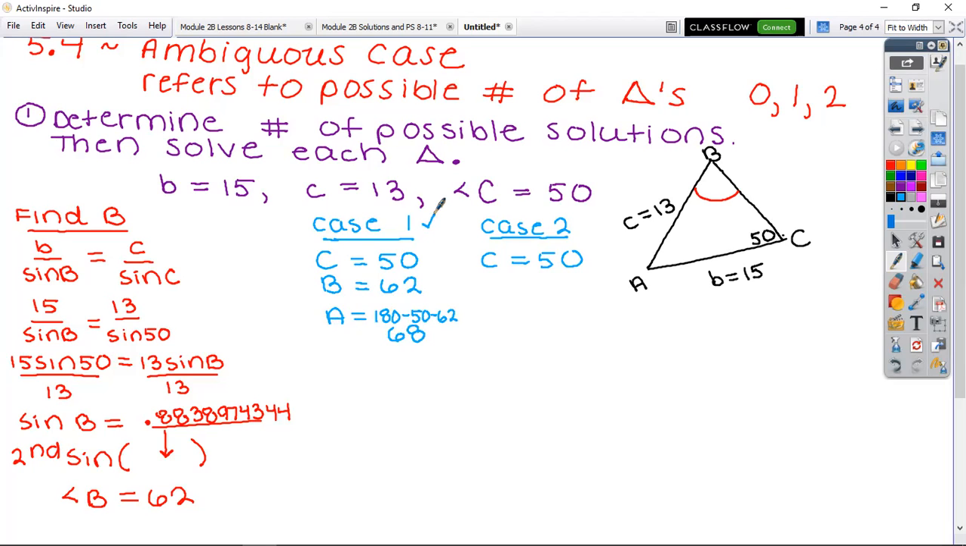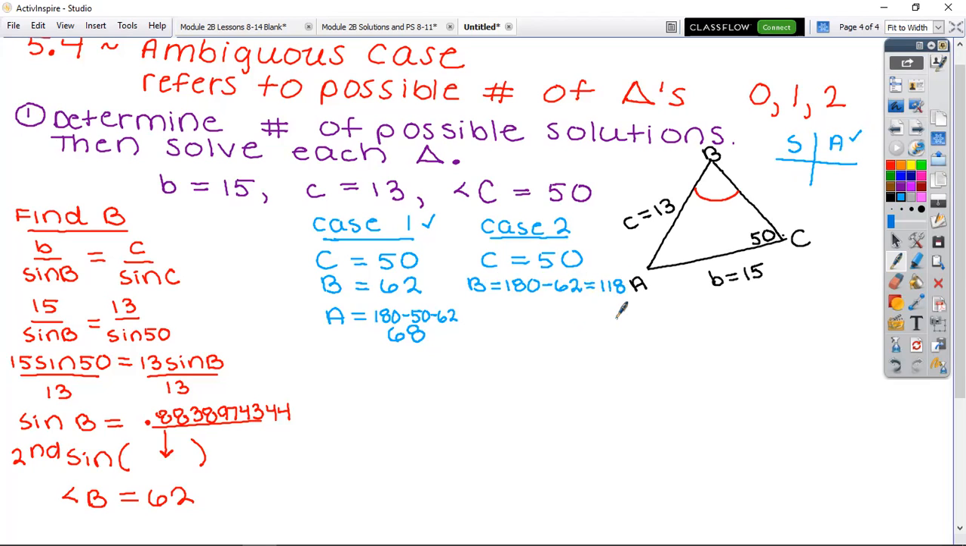Now the next case, here's where this comes from. You're working with the law of sine. If you think back, sine was positive where? Quadrant 1 and 2. We already had our answer for quadrant 1. Quadrant 2, how do I put this in the second quadrant? What was the rule? 180 minus 62, right? Which is equal to 118.